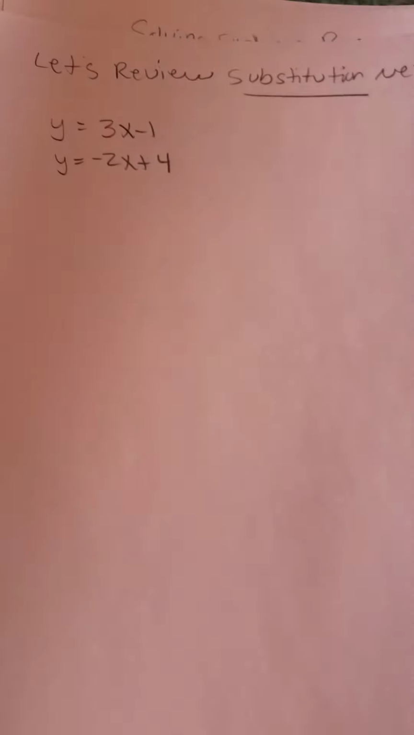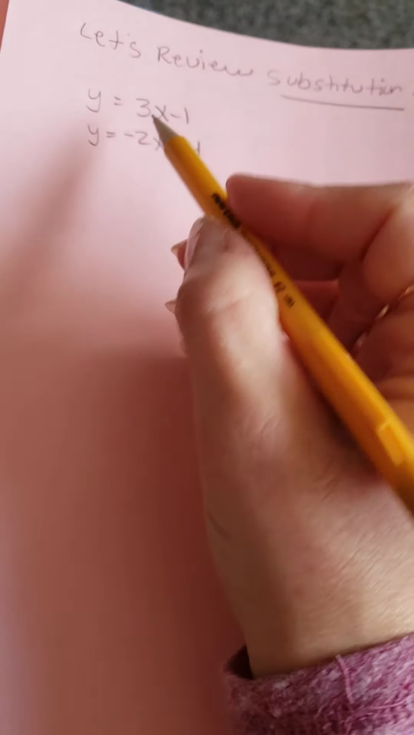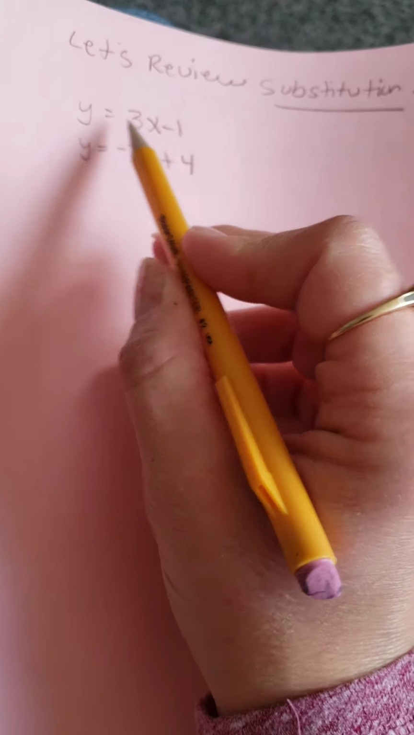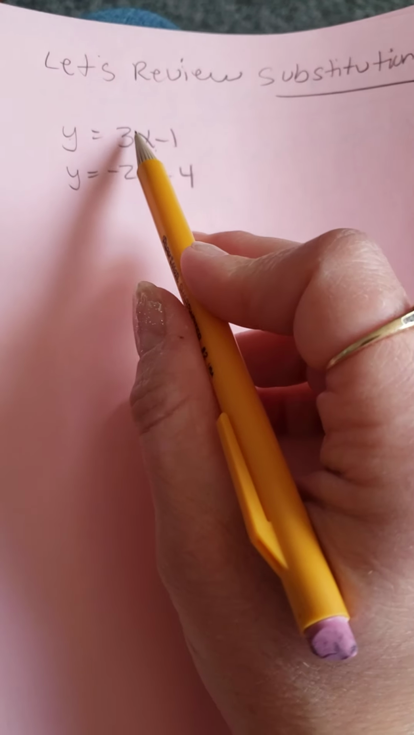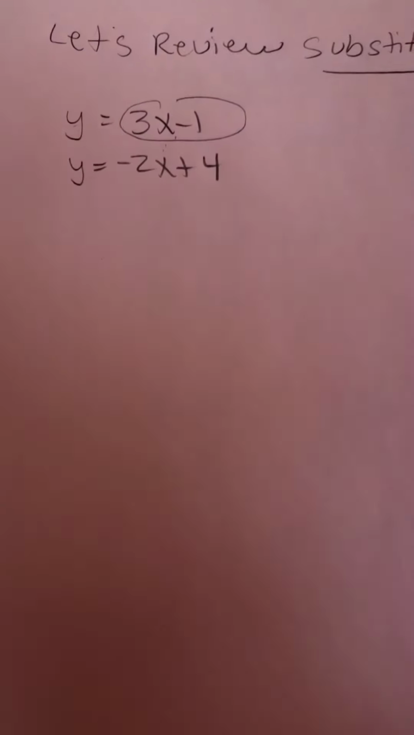Okay, so what is substitution? Remember that substitution is replacing something, or substituting something. So you see here it says that y equals 3x minus 1. That means that y and 3x minus 1 are the exact same thing. So I can replace y with 3x minus 1. They're the exact same thing.